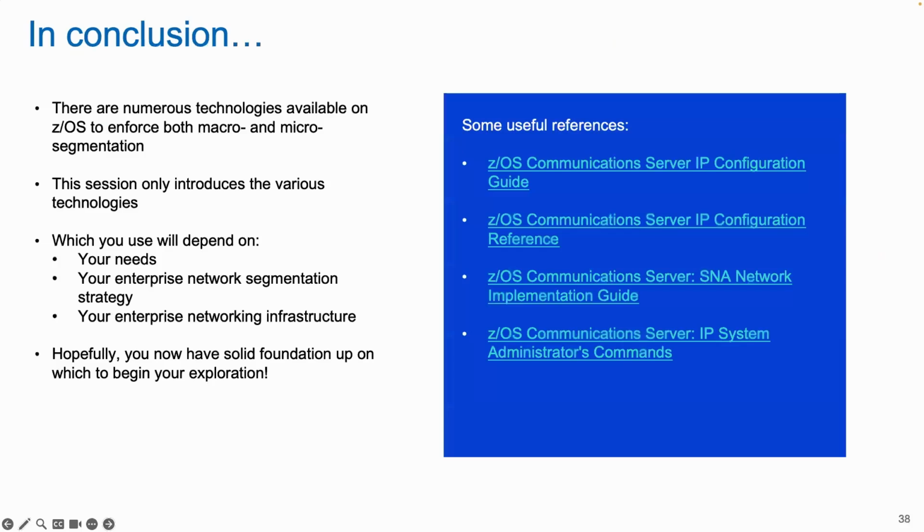To wrap up here, there are a lot of capabilities on z/OS, and we just touched upon each one in brief. There's a lot more information in the documentation. Which technologies you would need depends on what your enterprise networking infrastructure looks like and what they're using to segment as well. But hopefully this gives you an idea of what tools are available on z/OS, both in terms of macro as well as micro segmentation.